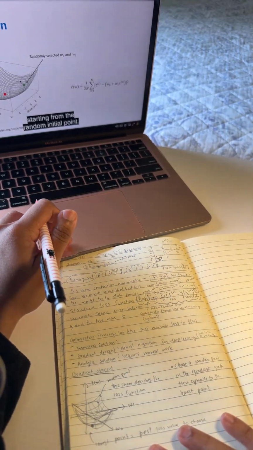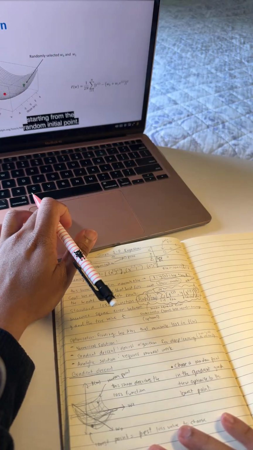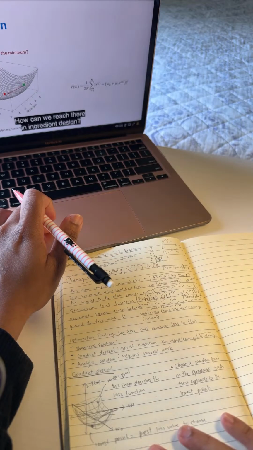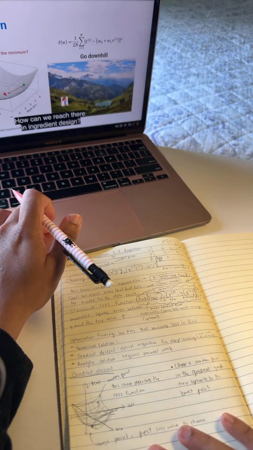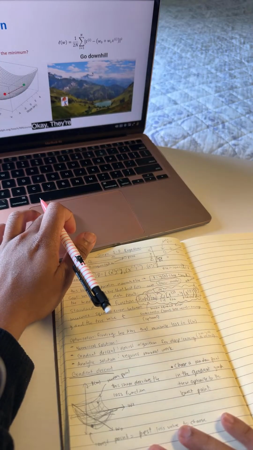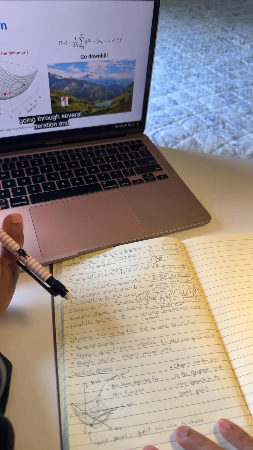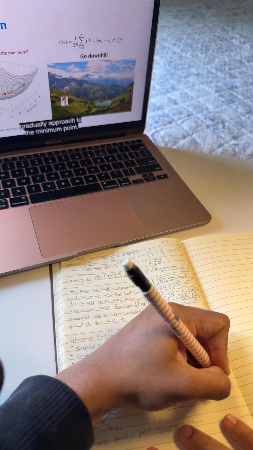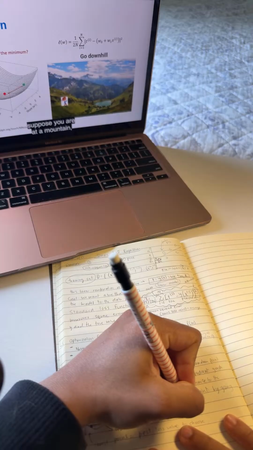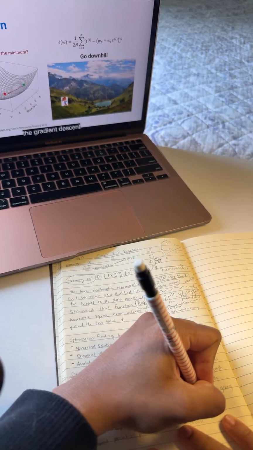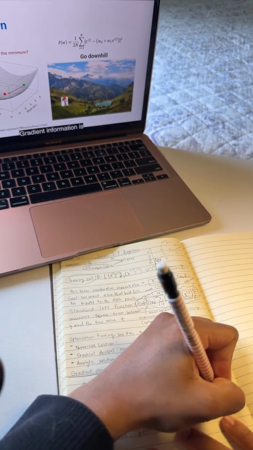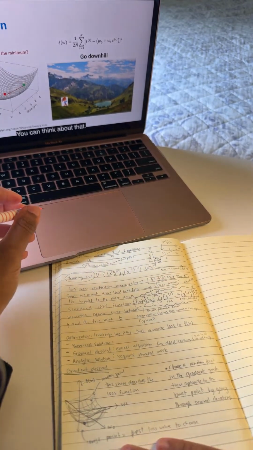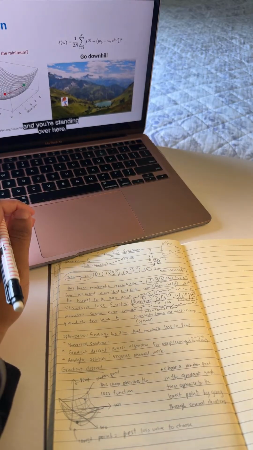this minimum point starting from the random initial point. So how can we reach there? So in the gradient descent, they are going through several iterations and gradually approach the minimum point. You can think of suppose you are at a mountain. So the gradient descent uses gradient information. Gradient information is just local information around this point. So you can think about we block your eyes, and you're standing over here.